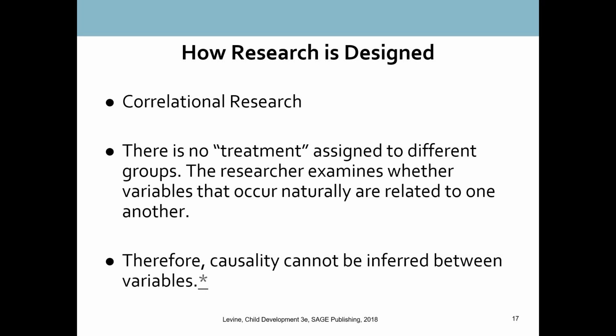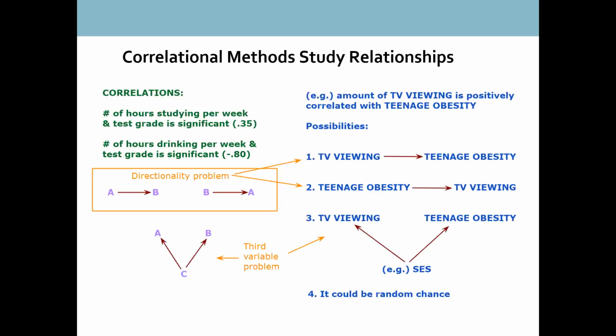Now, the reason that you can't determine that one variable causes another is that there's always a number of possibilities that may be causing the correlation. We're going to look at those now. So in this example on the right side, you see that the amount of TV viewing is positively correlated with teenage obesity. I'm not given a specific number, but it's positively correlated. So we know it's a positive correlation, meaning that more TV viewing will go with more obesity. Lower hours of TV viewing will go with less obesity.